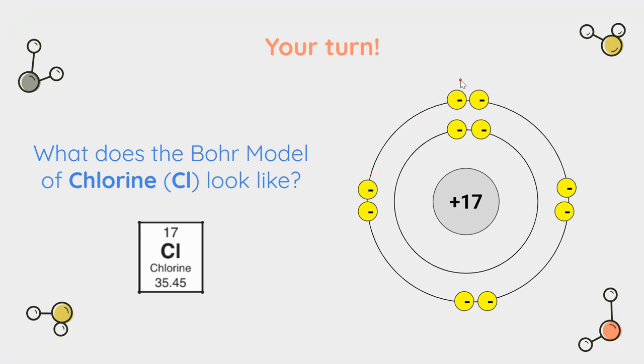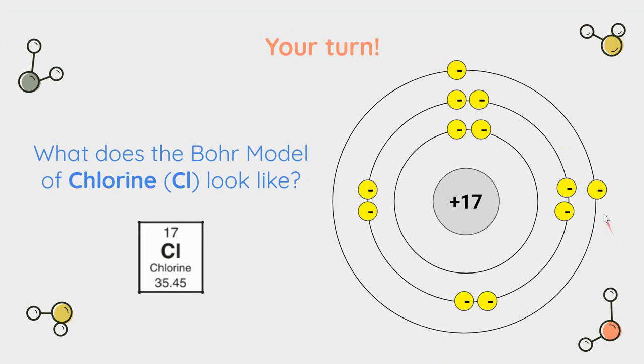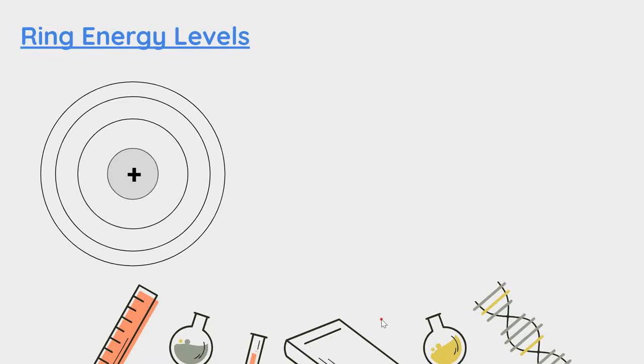And we need 7 more. Let's draw a third ring. 1, 2, 3, 4, 5, 6, 7 electrons in the third ring. That gives us our 17 electrons for chlorine. Now we have to talk about the energy in these electrons. Each ring is going to have a different energy level.